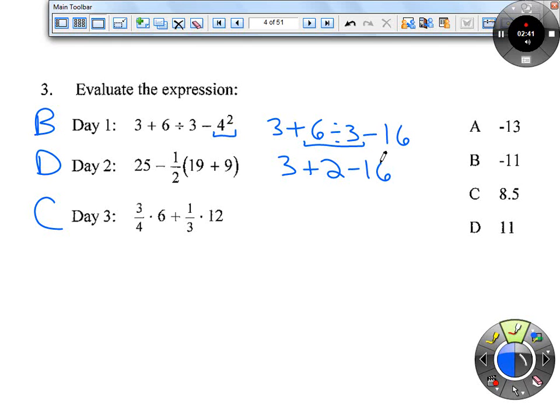And now I'm ready to do the addition and subtraction. So I would do this 3 plus 2, so that would be 5 minus 16. So that looks like that would be negative 11. So that's why we say that one's B. Do a similar deal for the others. Please Excuse My Dear Aunt Sally is the one that most people use.